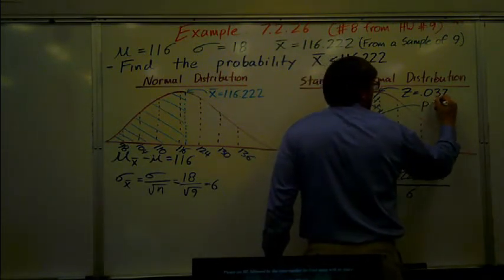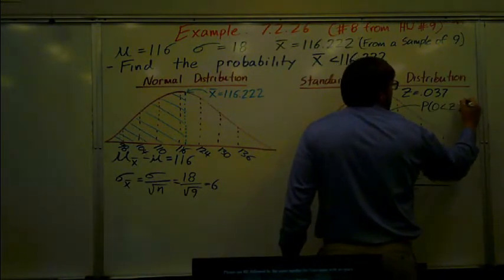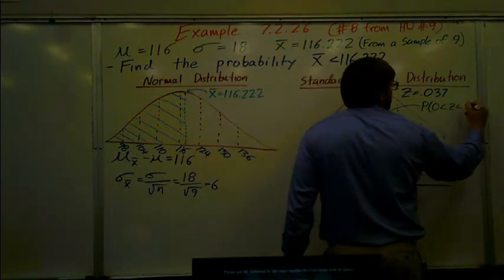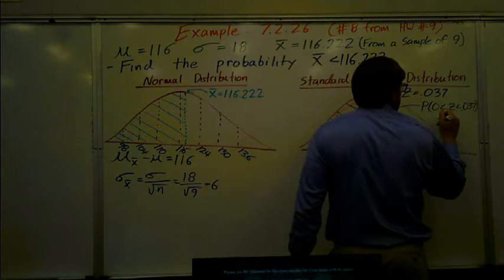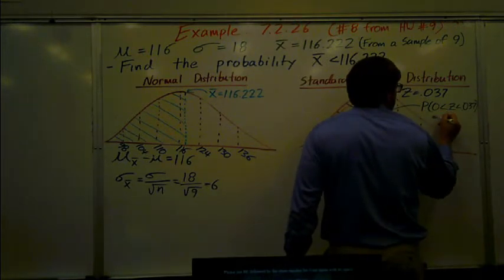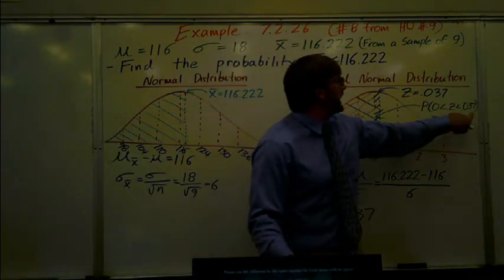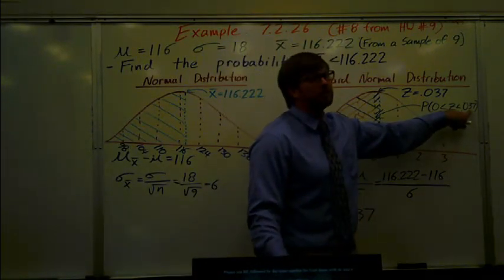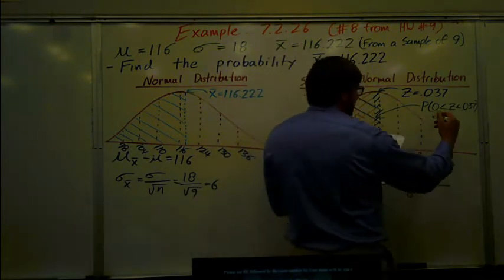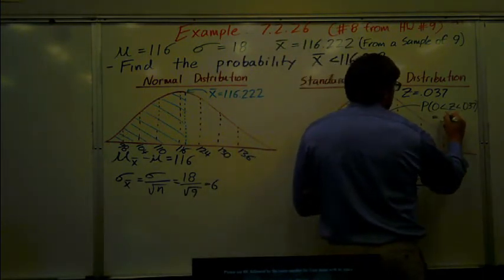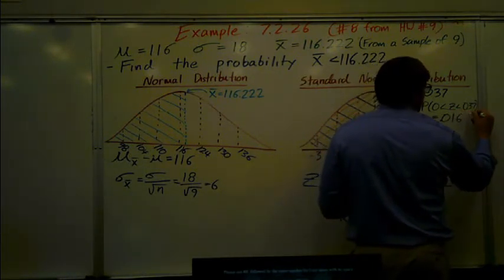And of course, that's the probability that z is between 0 and 0.037. And your table only goes to the nearest hundredth, so I'm going to round that to 0.04. I look up 0.04 in your distribution, and you get a value of 0.0160.